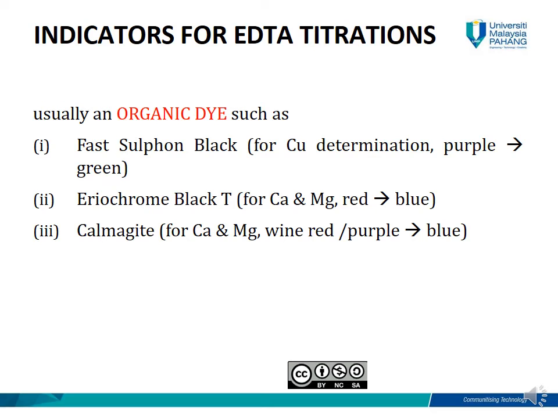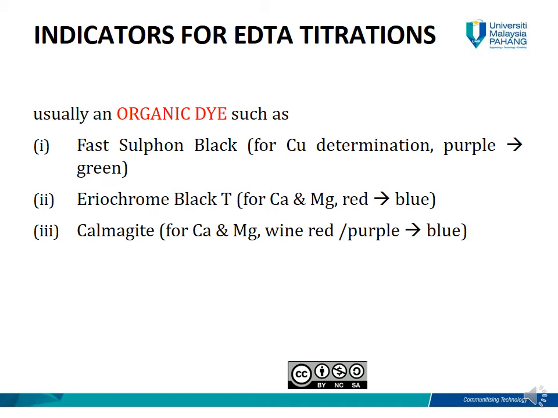So here are the indicators for EDTA titration. Basically, the common indicators used for complexometry: the first is fast sulfur black, which is for copper determination. The color change observed is from purple to green. The second one is Eriochrome Black T. This is for calcium and magnesium detection, and the color change is from red to blue.